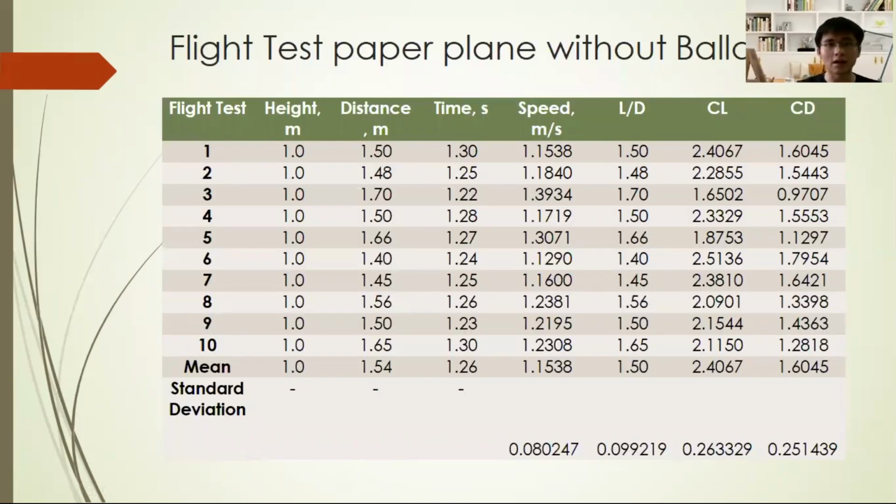From the flight test just now, I redid it 10 times to get the mean value of the flight test. And the height, I fixed at 1 meter, and the distance and time I need to record throughout the experiment. And the speed, lift to drag ratio, lift coefficient, and drag coefficient, I need to calculate using formulas. And the standard deviation, I check to see whether my result is consistent or not. So from here, I can see that my standard deviation is all less than 0.3. So I assume all the experimental results are acceptable.